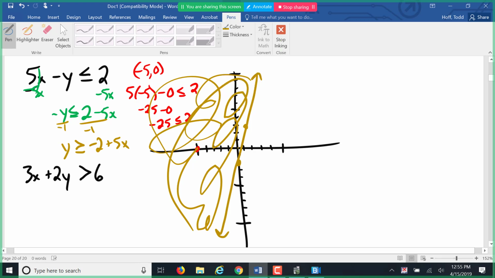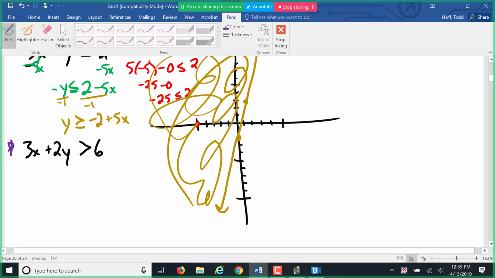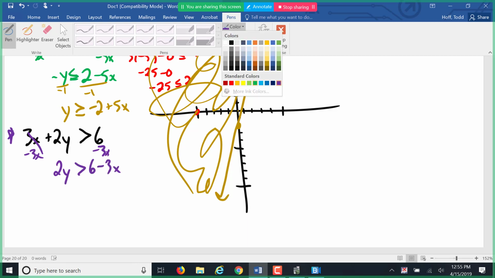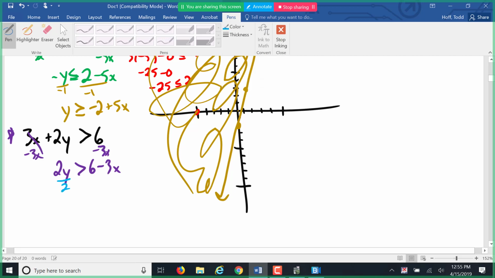Next one down. What's our first step here to graph this? We subtract 3x. Good. So 2y is greater than 6 minus 3x. And then divide by 2 to get y is greater than 3 minus 3 halves x. So we're going to start at 0, 3 and then go down 3 over 2. And this one will be dashed.